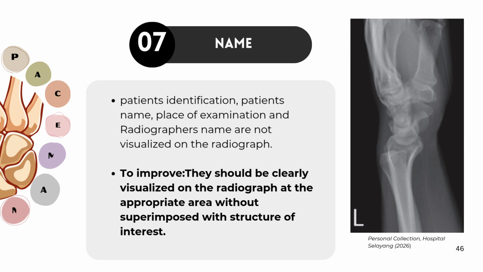The last one is name. The patient's identification, patient's name, place of examination, and radiographer's name are not visualized on the radiograph. To improve, they should be clearly visualized on the radiograph at the appropriate area without being superimposed on structures of interest.